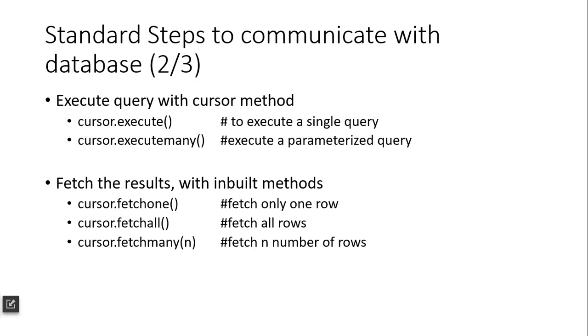So there are three methods to extract data from a table. The first one would be fetchone. In this method, as the name suggests, it extracts just one record. If a query is returning thousands of records, and if you use fetchone, it will just get the first record.